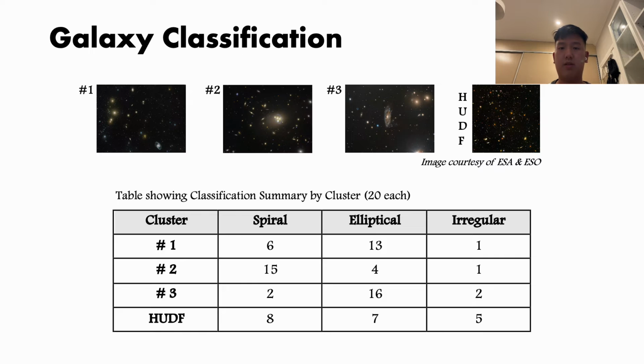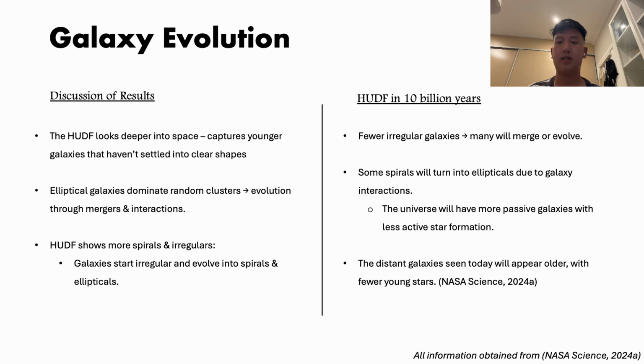Irregular galaxies are relatively rare in these clusters but appear more frequently in the HUDF, where we see a diverse mix of spirals, ellipticals, and irregulars. These findings are expected as the HUDF looks deeper into space and further back in time, capturing younger galaxies that have not yet settled into well-defined shapes.